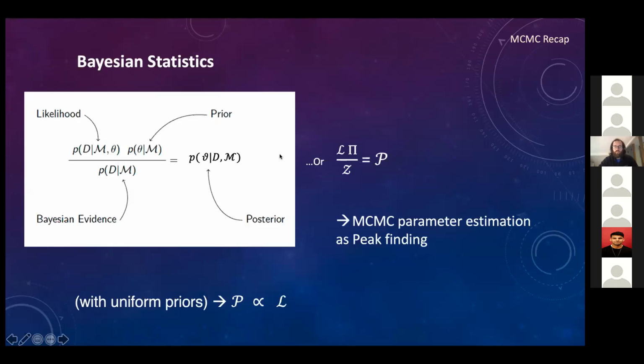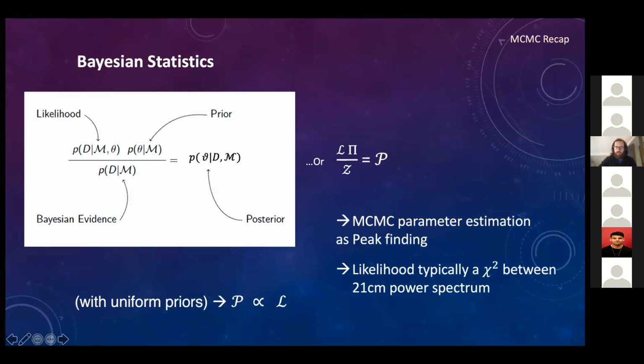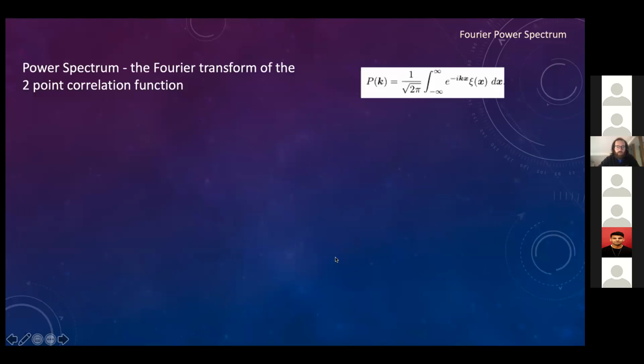So to start with, parameter estimation utilizes Bayesian statistics, where we look to find the best fit parameters for a given model using the data set at hand. Throughout this, we'll be using uniform priors. So what we're really doing is trying to find the peak of the likelihood function, and this likelihood function is typically a chi-square between the 21 centimeter power spectrum.